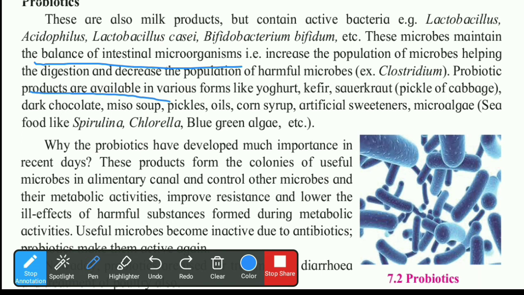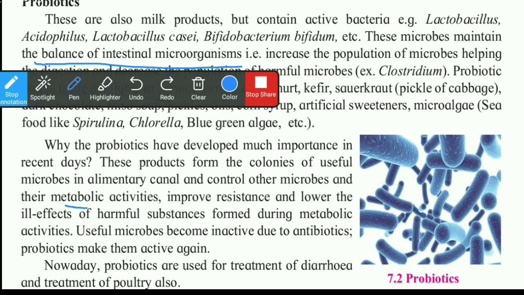So why have probiotics become so important in recent days? Why are these useful? Because these products form colonies of useful microbes in the alimentary canal. We know that probiotics help in the production and maintenance of microbes which help in the digestion process and other microbial processes. And they also help control microbes, and certain metabolic activities. They improve resistance and lower the ill effect of harmful substances during metabolic activities.